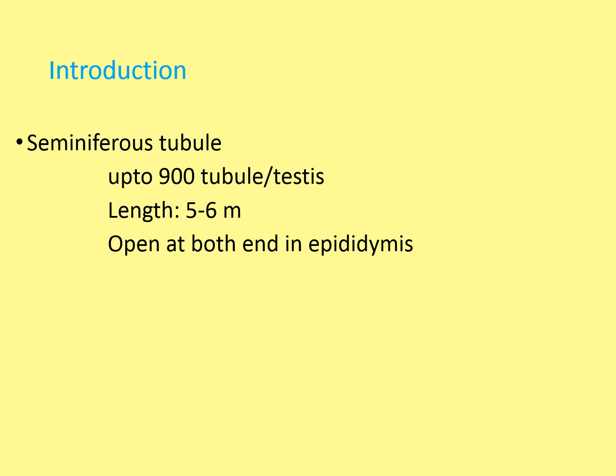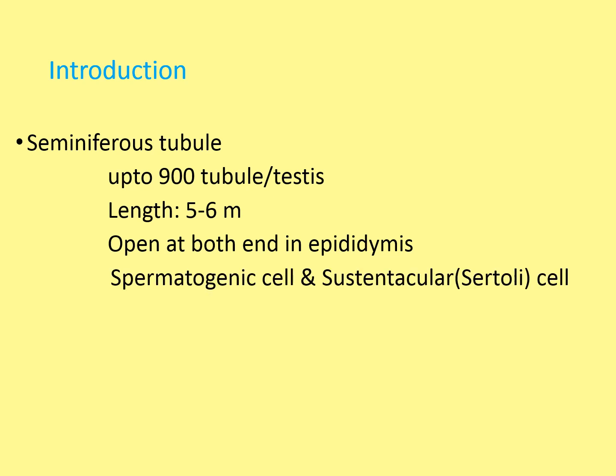There are two types of cells in the seminiferous tubule. One is the spermatogenic cell, second is the sustentacular cell, another name is Sertoli cell, or nurse cell. Now the space between adjacent seminiferous tubules has the interstitial cells, also known as Leydig cells.